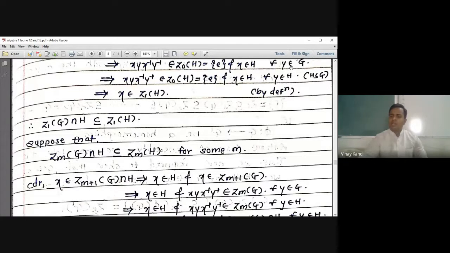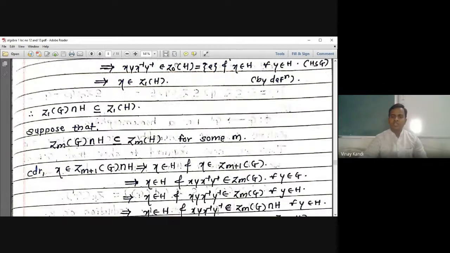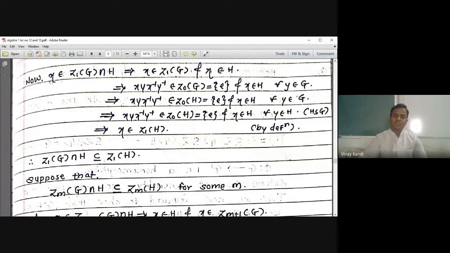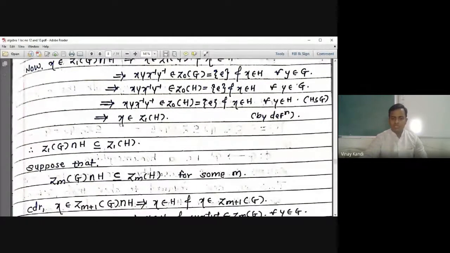If it is true for all elements in G, then it must also be true for all elements in H, because H is the subgroup of G. But this is the definition of x belongs to Z1 of H. So we have taken the element x from Z1 of G intersection H, then x belongs to Z1 of H. It implies that Z1 of G intersection H is a subset of Z1 of H. Any doubt up to here?